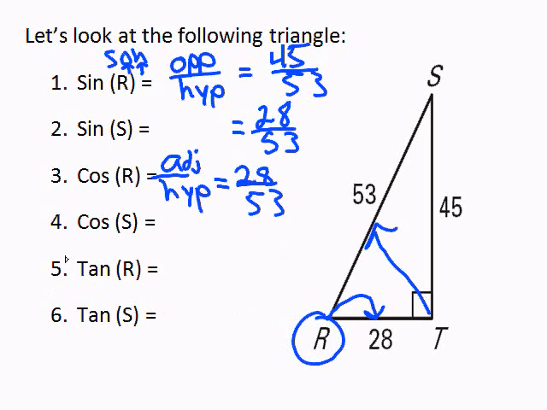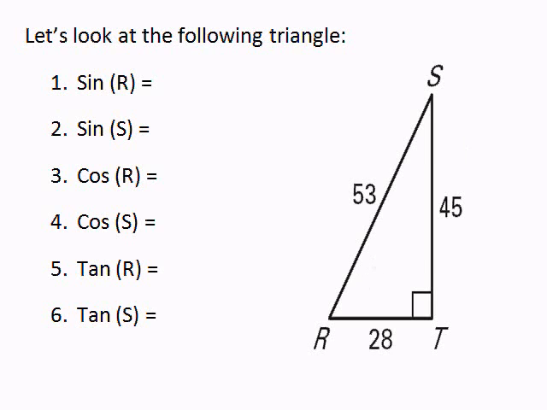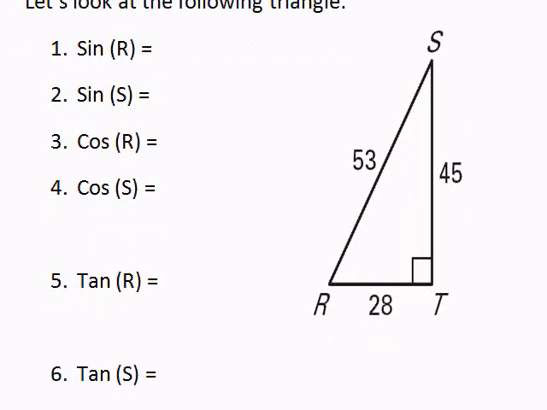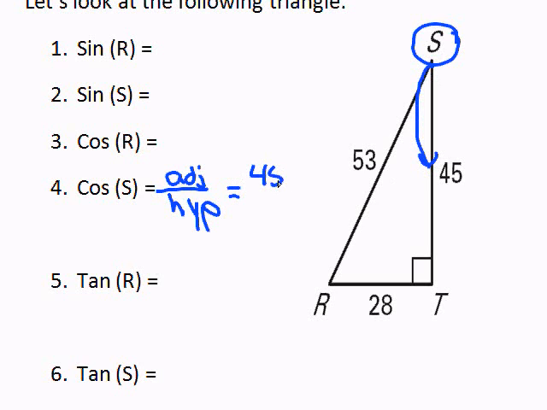See if you can find the cosine of S, the tangent of R, and the tangent of S using what we've just got through learning. Okay, the cosine of S. We're going to take a look at S, and the cosine of S is the adjacent over the hypotenuse. The side that's adjacent angle S is 45. The hypotenuse of our triangle is 53.